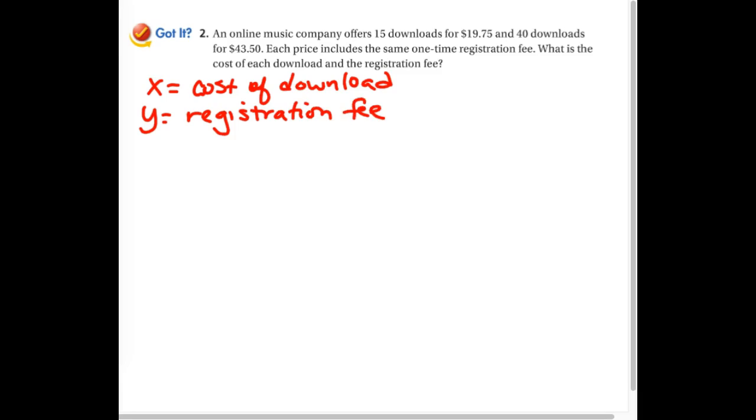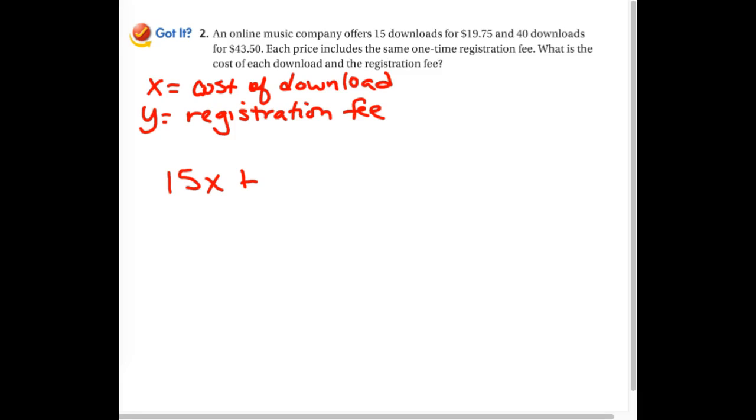Okay, now, they've given us two different scenarios. In one scenario, we got 15 downloads. In the other one, we got 40. Each of those scenarios is going to create an equation for you. So think about what your bill would be if you did the 15 download option. We have 15 downloads. Each one of those is going to cost me what? What did we just classify it? The cost of a download is X. So each one of these 15 is going to cost me X dollars.